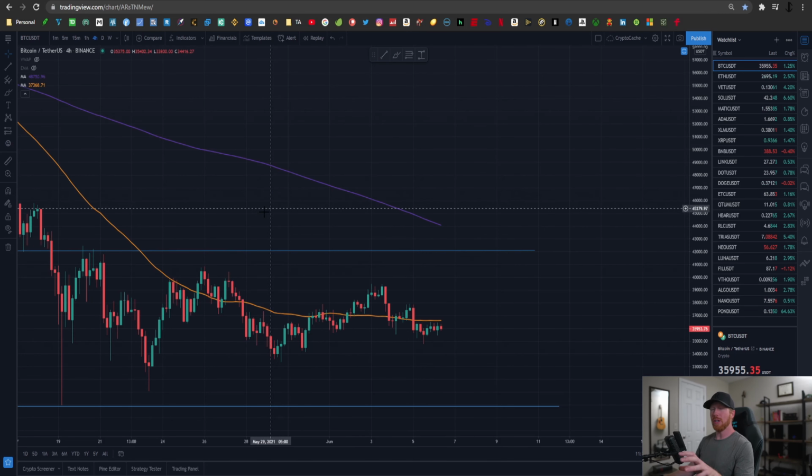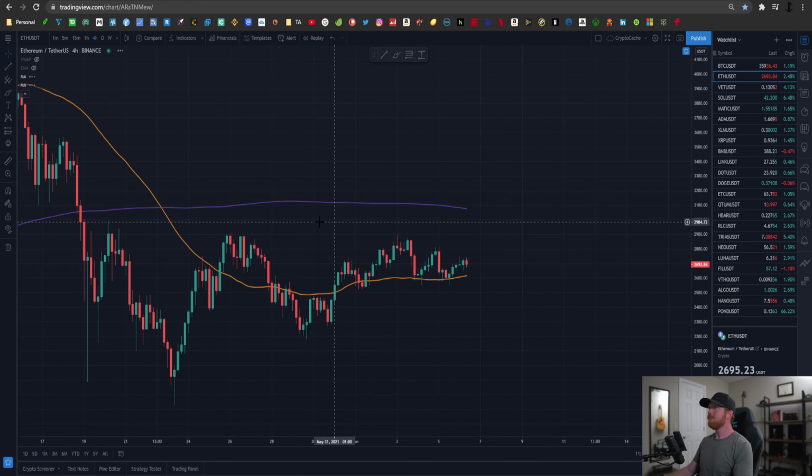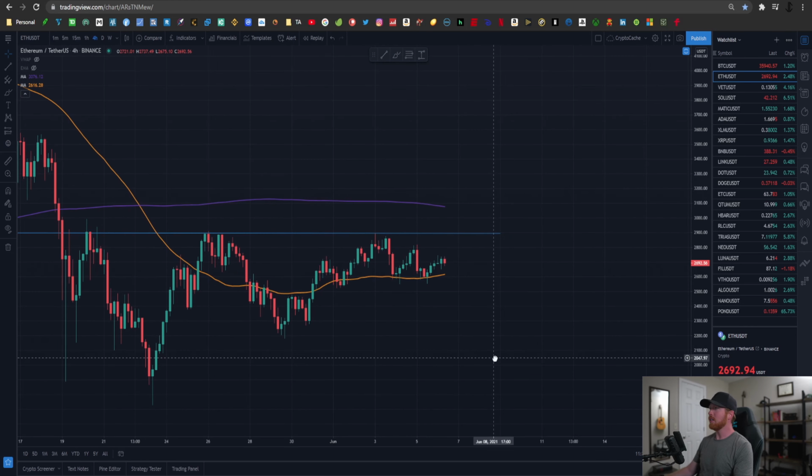Again, this is just a 4-hour chart, and this is the TradingView desktop application, in case you'd like to follow along. I like the 50 and the 200-day moving averages on the 4-hour chart specifically because it gives me the best understanding of how the averages are working. So let's go ahead and move on to Ethereum next, just to get a quick understanding here.